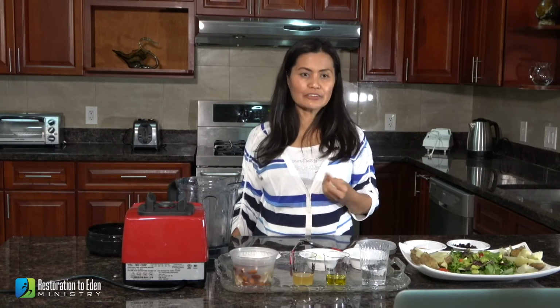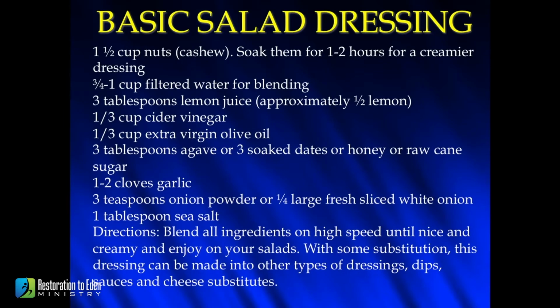And basically, the ingredients of the basic salad dressing are a cup and a half of nuts, which is cashews, and a little almond is what I use in this recipe. Cashews give it a creamier consistency, so cashews are good to use in salad dressing. And I basically soak them for a few hours for a creamier dressing.